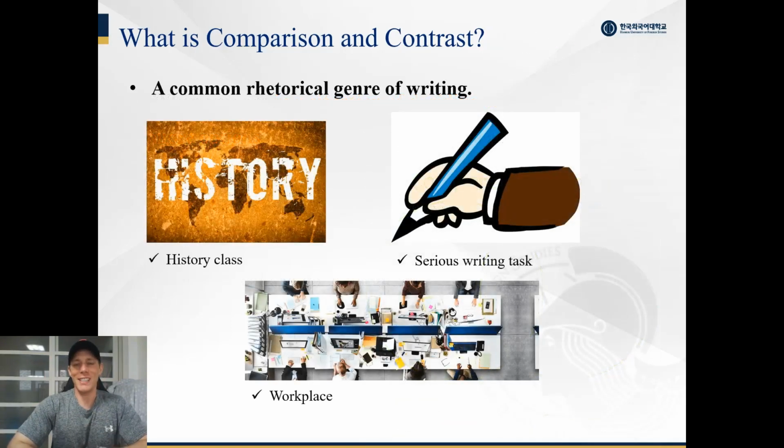When do we use it in writing? Comparing and contrasting is used in many kinds of rhetorical genres of writing, like common everyday writing, in a history class, doing a serious writing task. In the workplace, maybe you have a company and you have to decide between some things. So all of these times and places are going to use it, especially for your writing.